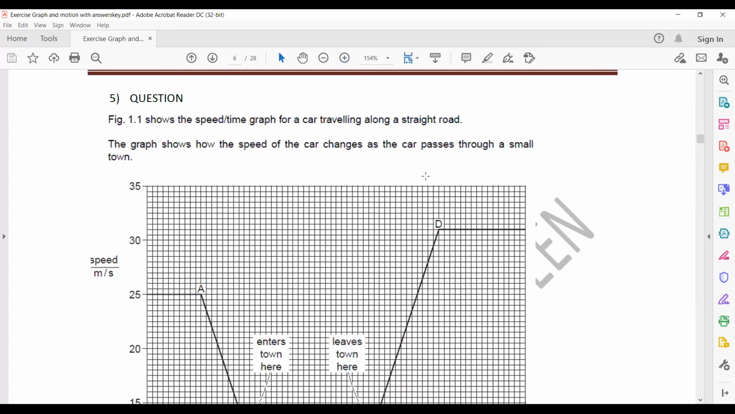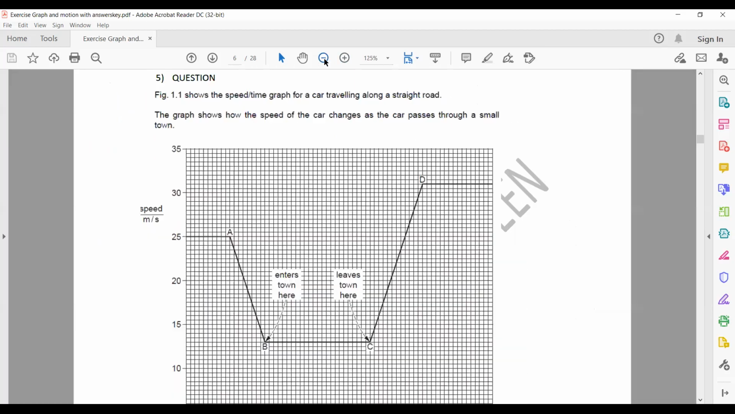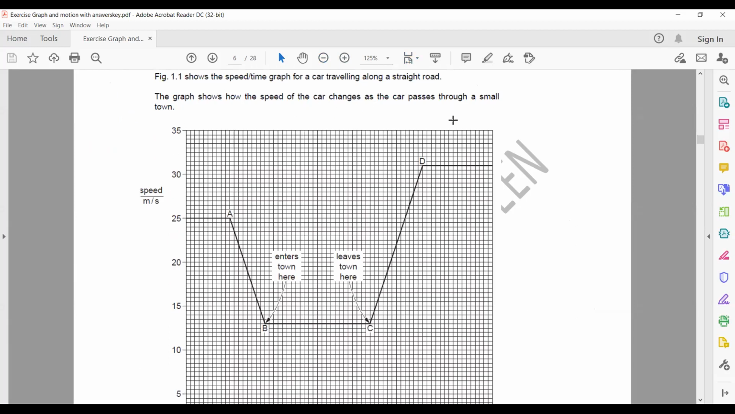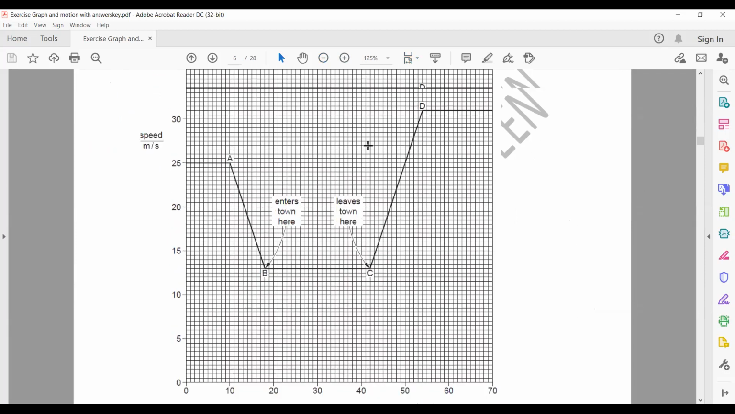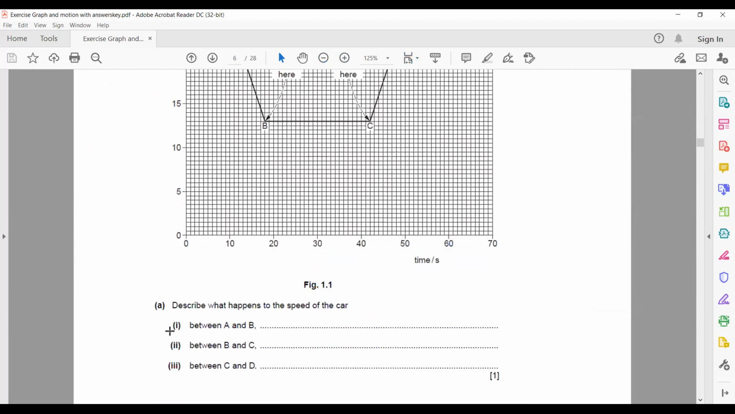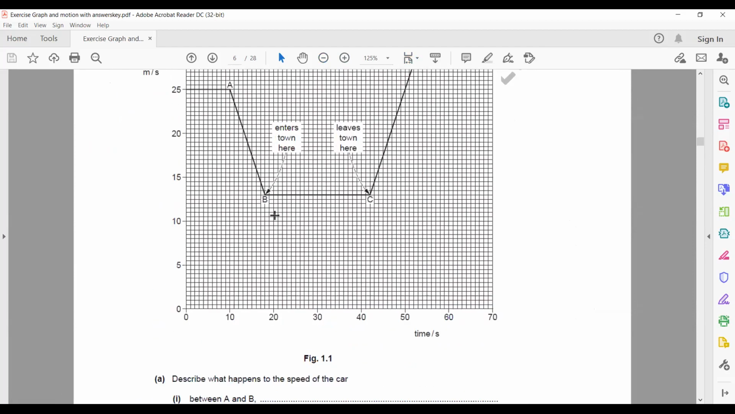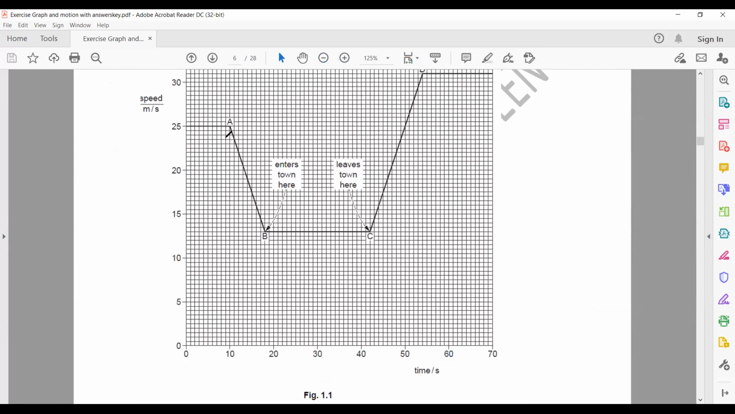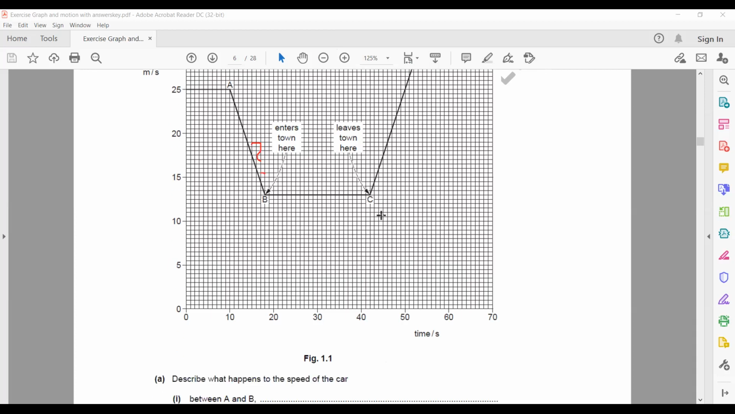Figure 1.1 shows a speed time graph for a car traveling along a straight road. So the car is moving along a straight road, and this is a speed time graph. The graph shows how the speed of the car changes from A to B, from B to C, and from C to D. Describe what happened to the speed of the car from A to B. From A to B, what is happening to the speed of the car? Or what is happening to the car?